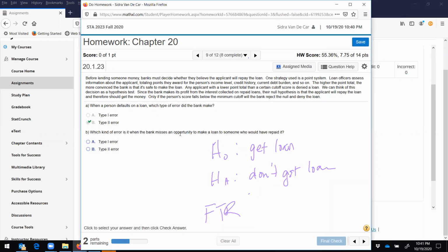Which kind of error is it when the bank misses an opportunity to make a loan? So they rejected the null when they shouldn't have. That would be a type 1 error.